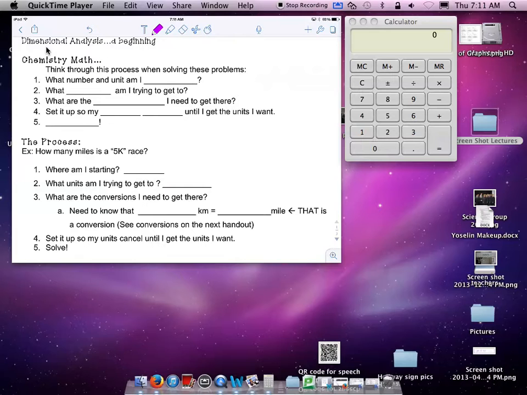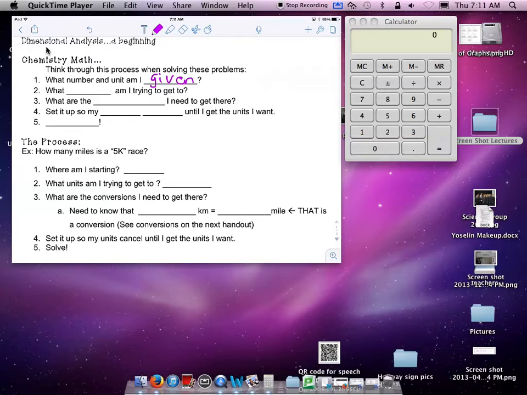So it's called dimensional analysis, or DA, and think of it as chemistry math. Here's the process you're going to go through when you're trying to solve a problem involving conversions. The first thing you want to think about is what number and unit are you given? This is your starting place. So you might hear someone ask you, what's your given? Where are you starting? You need to have a starting place so that you know where to continue.